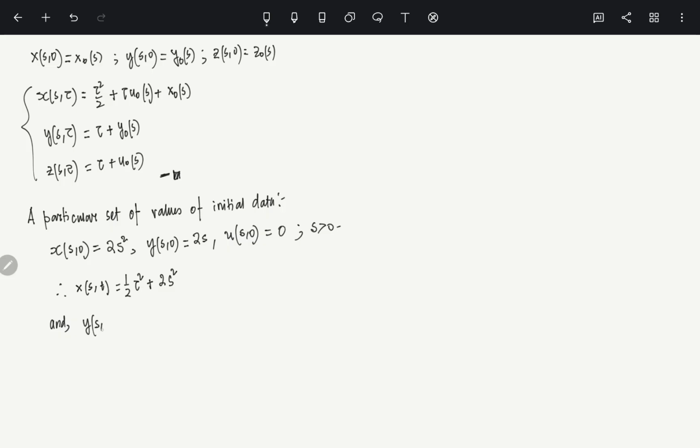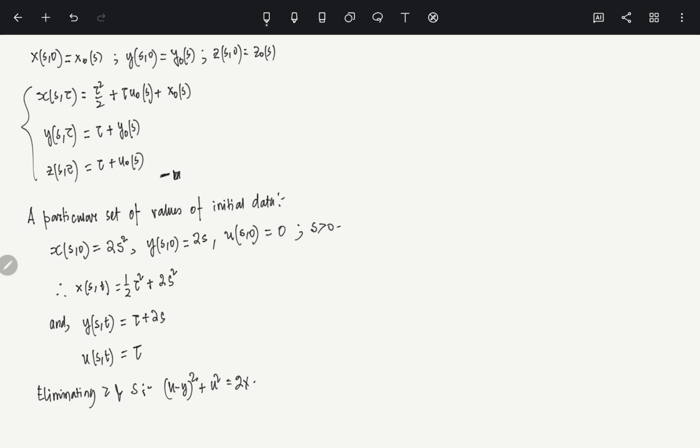And y of s and tau, similarly you are going to get as tau plus 2 times s. u of s and tau, similarly you are going to get as tau. I keep on writing z, but we used a u here, so it is tau. Now you see, you can eliminate tau and s here. If you eliminate tau and s, you are going to get a surface which is purely in Cartesian form. So basically what you are going to get is u minus y square plus u square equals 2x. This is what you are going to get.